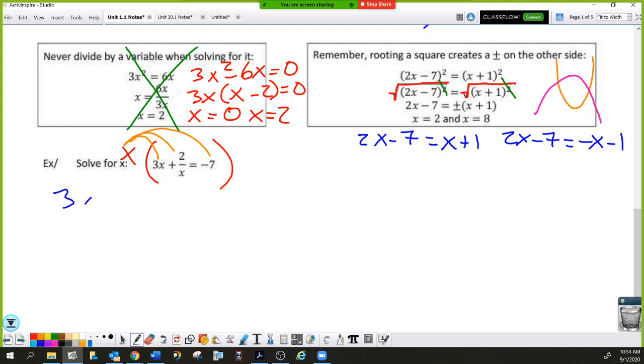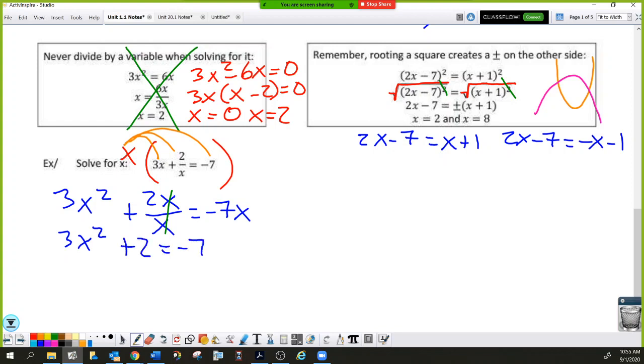It gives me a 3x squared. I'll even show the work. It gives me a 2x over x. When you multiply something to a fraction, you're multiplying it to the top. And a negative 7x. And of course, x divided by x is 1. So these two x's have canceled each other out, giving you 3x squared plus 2 equals negative 7x. And now it's one of the questions that we could have had up above.